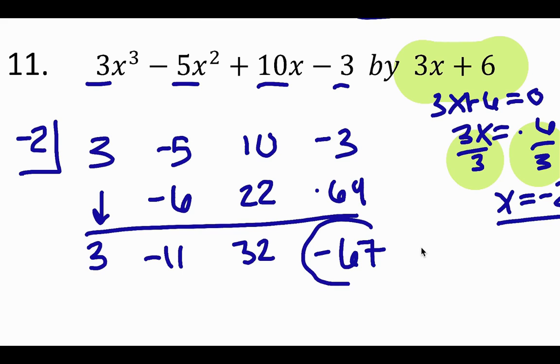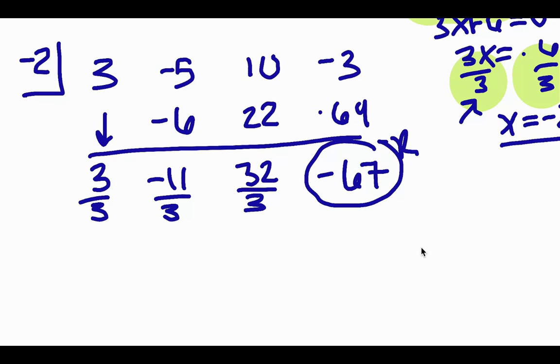So your remainder remains your remainder, but 3, -11, and 32 are not actually our answer. Remember when we divided by 3 up here? Well, we want to make sure that everything was divided by 3. So I'm going to divide each of these by 3 for my answer.